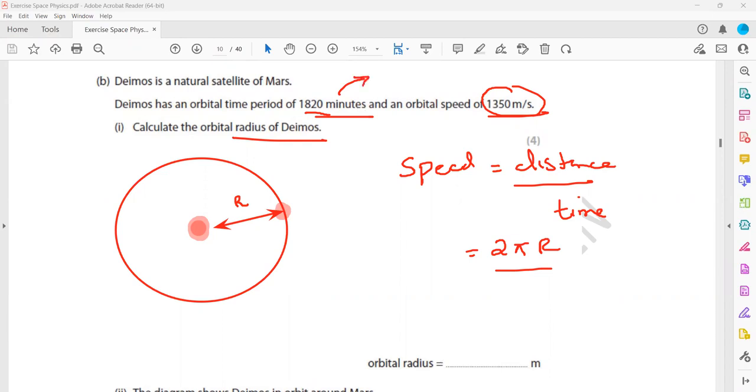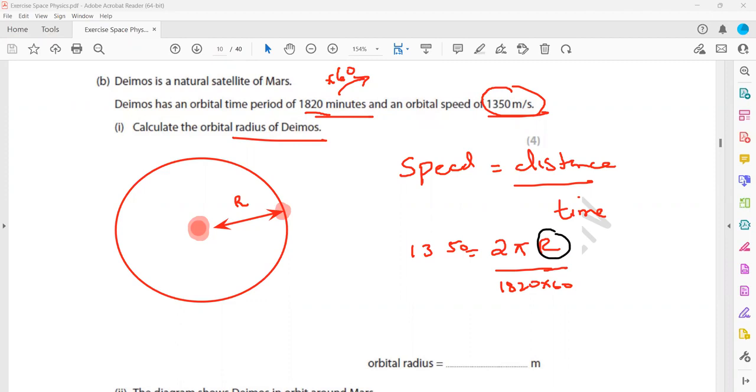So we have to convert minutes into seconds. We'll multiply 1,820 minutes by 60 to convert it into seconds. So the time will be 1,820 times 60, and the orbital speed is 1,350. Our subject is R, we want to calculate R. So how do we simplify for R? The time is 109,200 seconds here. Then we need R.